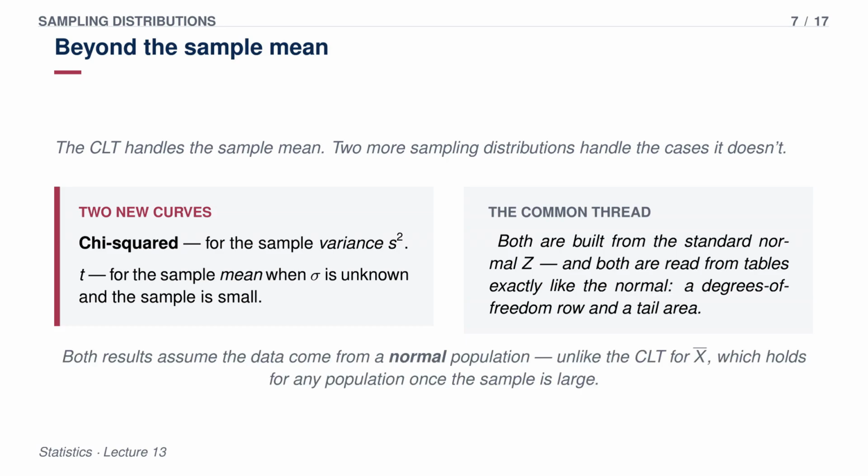One honest caveat before we dive in, though. These two, chi-squared and t, assume the data come from a normal population. That's different from the CLT for x-bar, which works for any population once the sample is large. So keep that distinction in your back pocket. The CLT is forgiving. These two lean on normality.